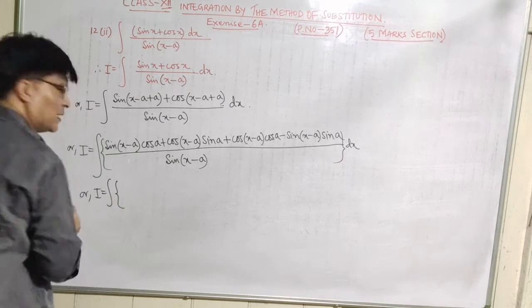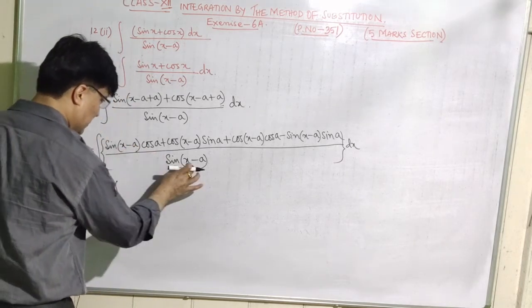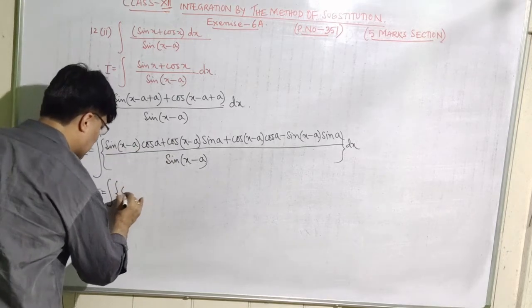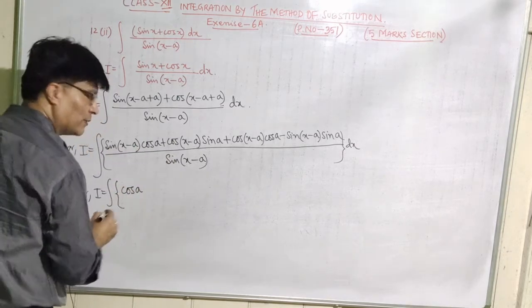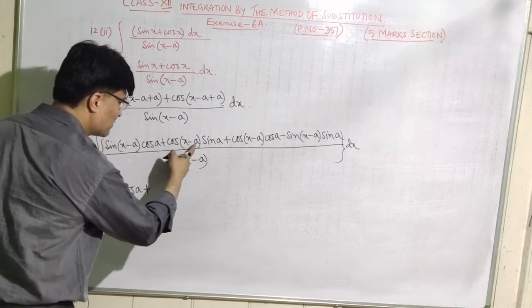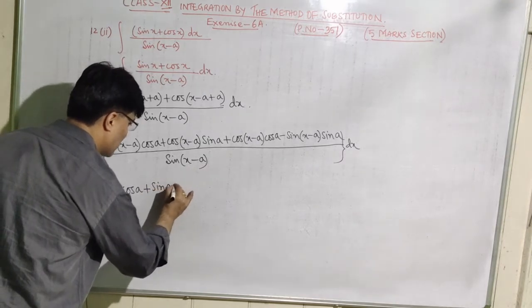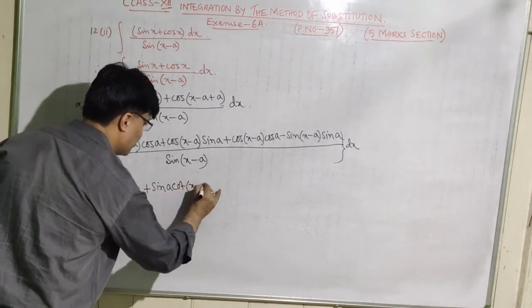Integration of within the second bracket. Let us separate the term. The first term divided by the denominator, sine of x minus A, will be cancelled. So it is cos A, right? Plus, next, cos of x minus A sine A divided by sine of x minus A. So it is sine A cot of x minus A.